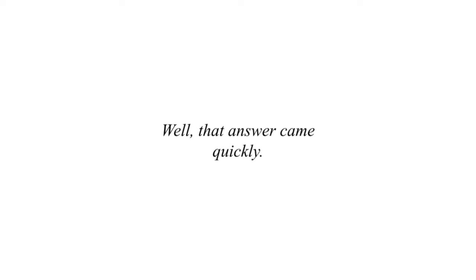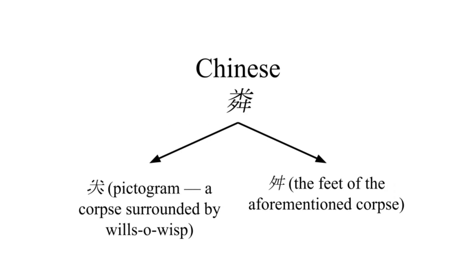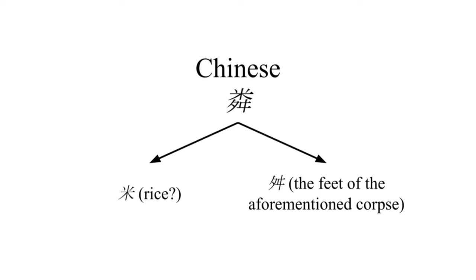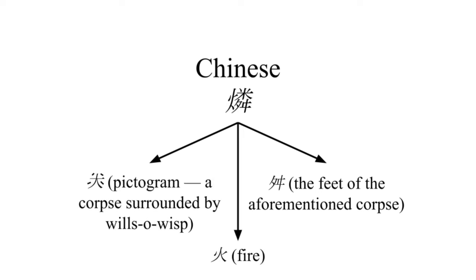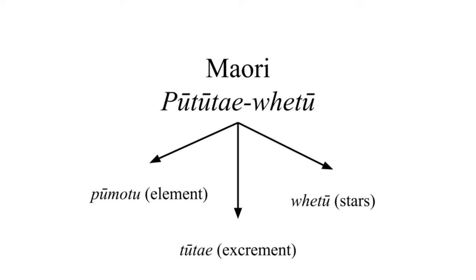The Chinese came first. This Hanzi, Lin, existed since the Shang Dynasty. The part at the top used to be a corpse surrounded by wills of wisp, but people kept drawing it weird, so now it looks like it says rice, so they made a new version of it with fire off to the side. And that's what the Japanese got, but when Chinese made it into an element, they added a rock off to the side in keeping with other elements. Then Korean loaned it.